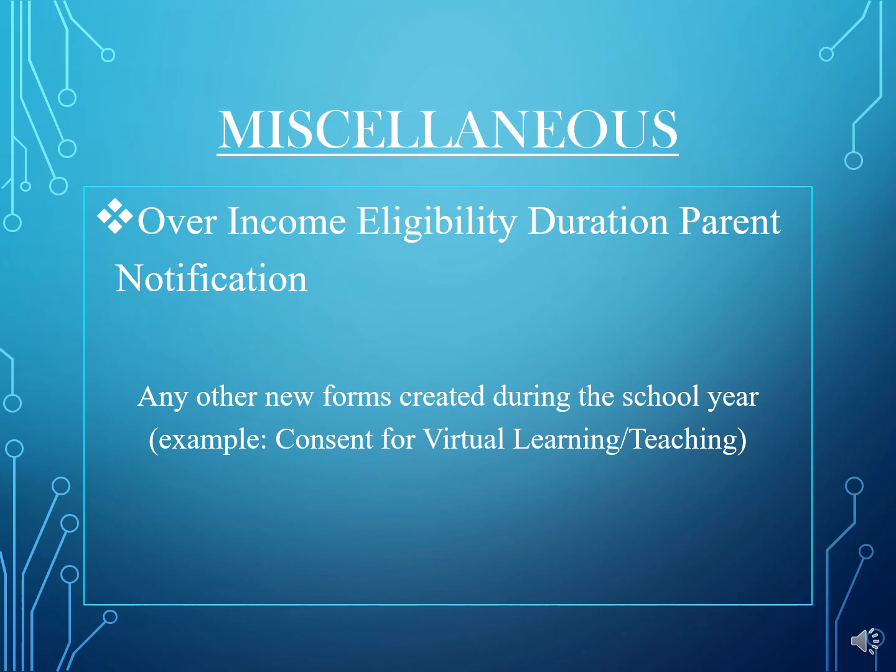Then we have just miscellaneous forms. And these are forms that may have been created throughout the school year, or forms that may not apply to everybody. So the over income eligibility duration parent notification is one that will be filed under miscellaneous. This form is only for those parents that are over our income guidelines, and we have to re-verify income each year. And a new form is filled out each year if they are still over income. This is one of the forms that will be filed under miscellaneous.